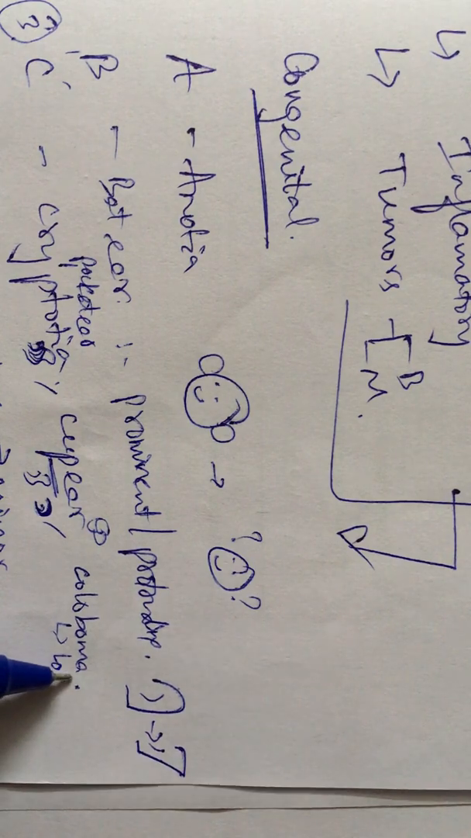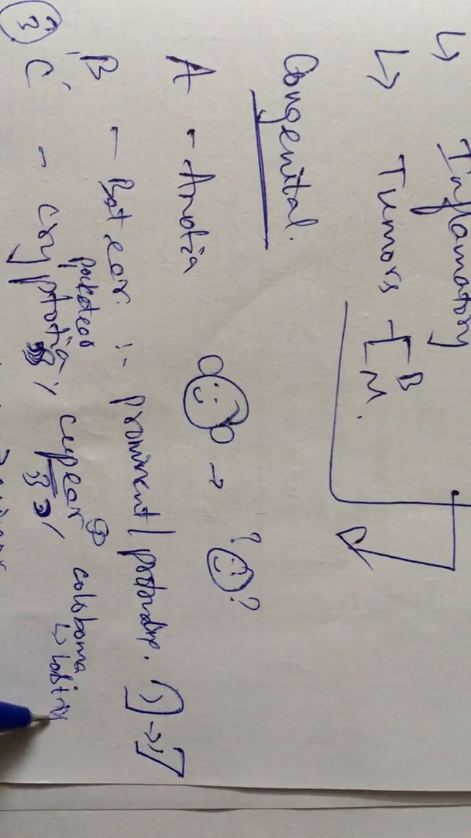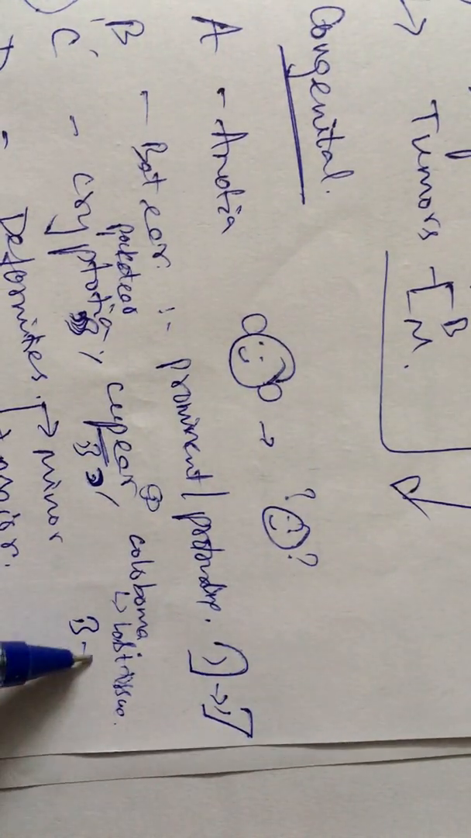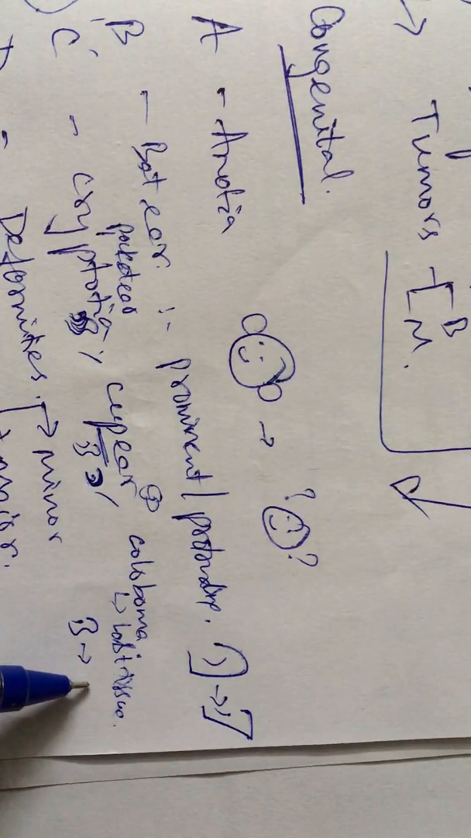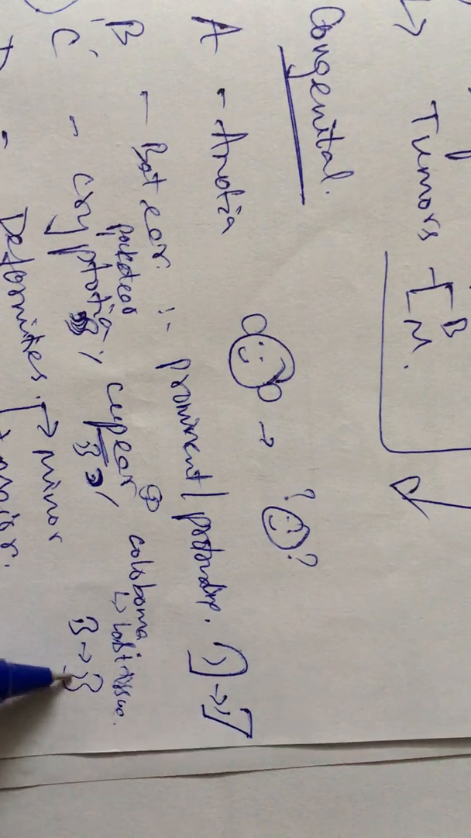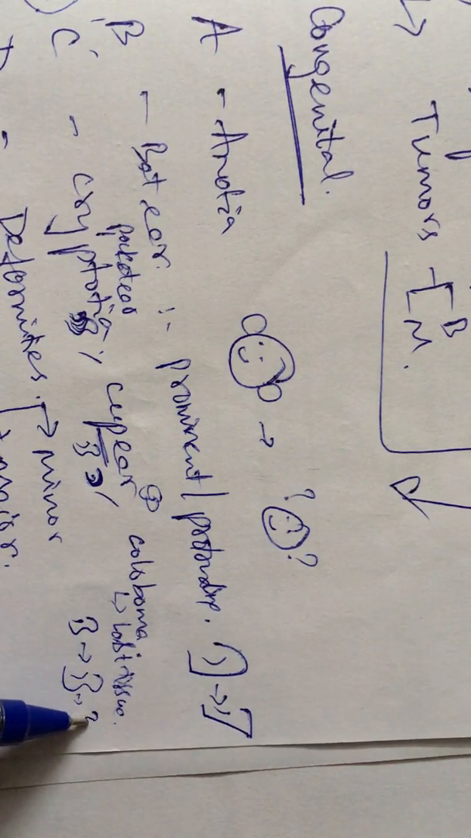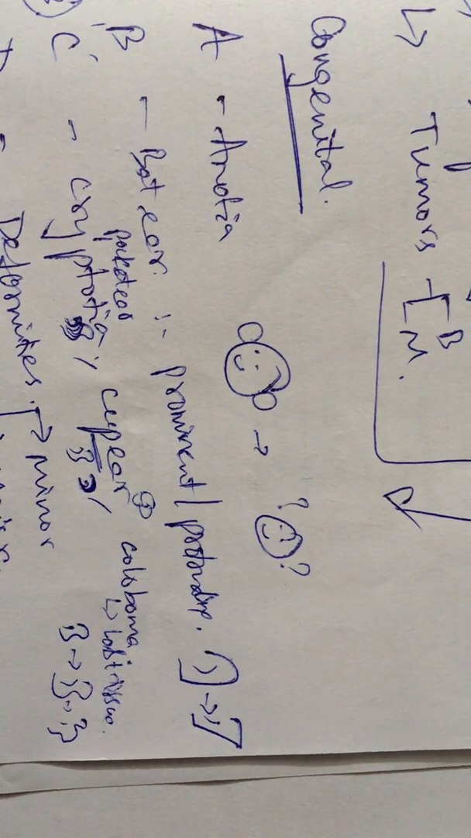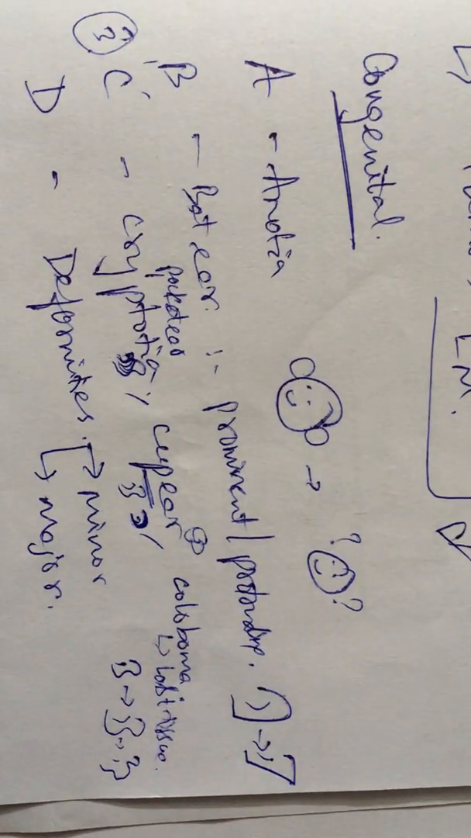And then comes coloboma. Coloboma literally means lost tissue. So there can be a normal ear, which can have lost tissue, as in instead of having this big ear, there's going to be a part of the ear which is lost and the rest of the ear is present. So that's coloboma.